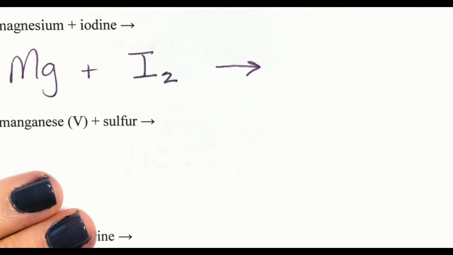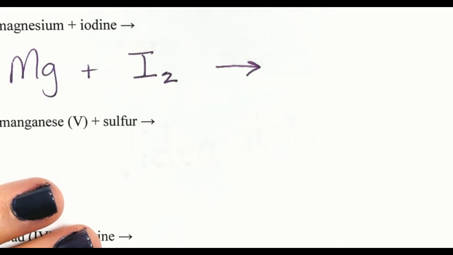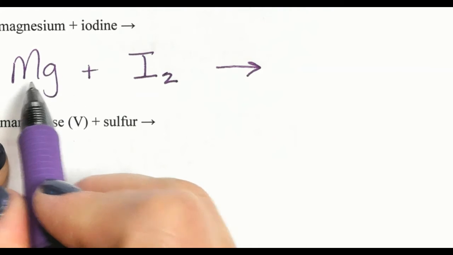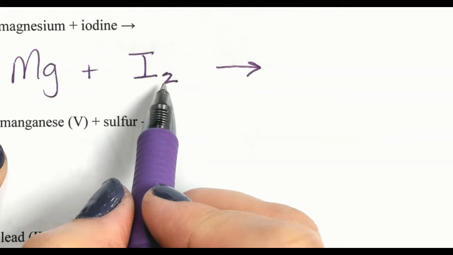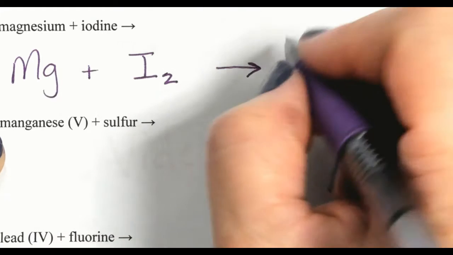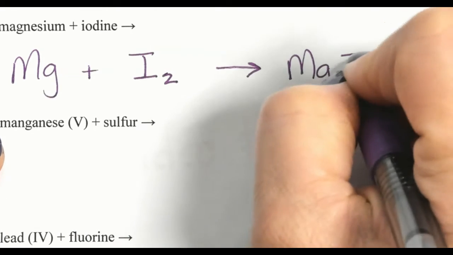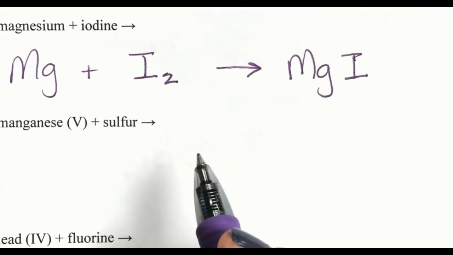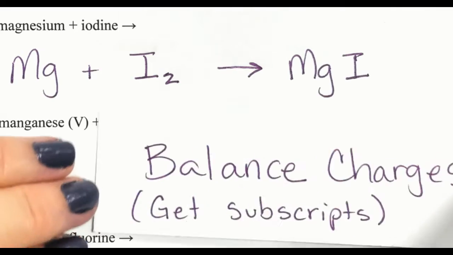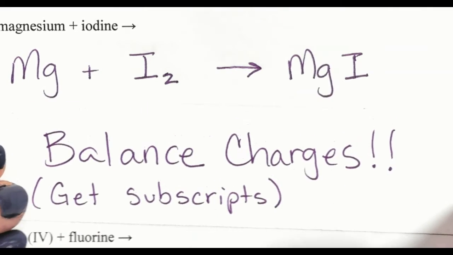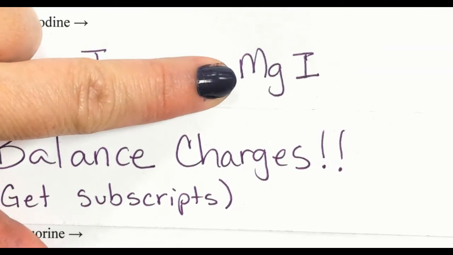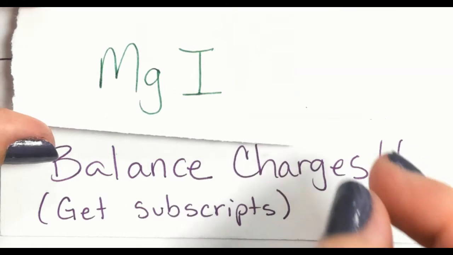So now let's predict our product. I'm going to combine these 2 elements. So I'm just going to write Mg and I. Remember, this 2 does not carry over to the other side. So it's MgI. And now I'm going to need to balance the charges so that I can get my subscripts for MgI. So let's use the periodic table.